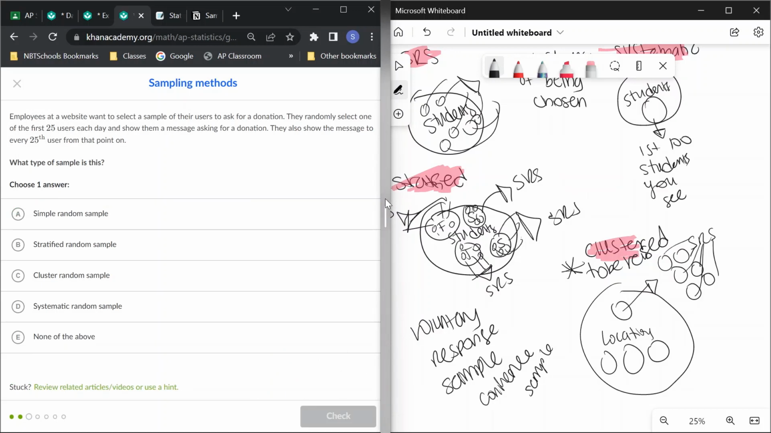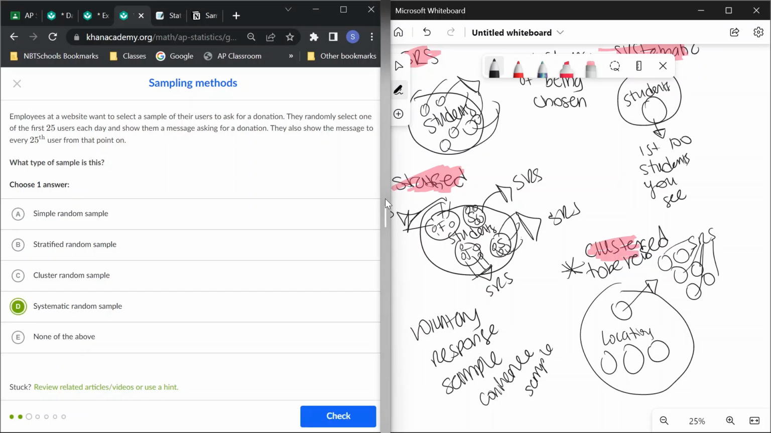Employees at a website want to select a sample of their users to ask for a donation. They randomly select one of the first 25 users. So, systematic or convenience? They also show the message to every 25th user. So this is the difference between systematic and convenience.